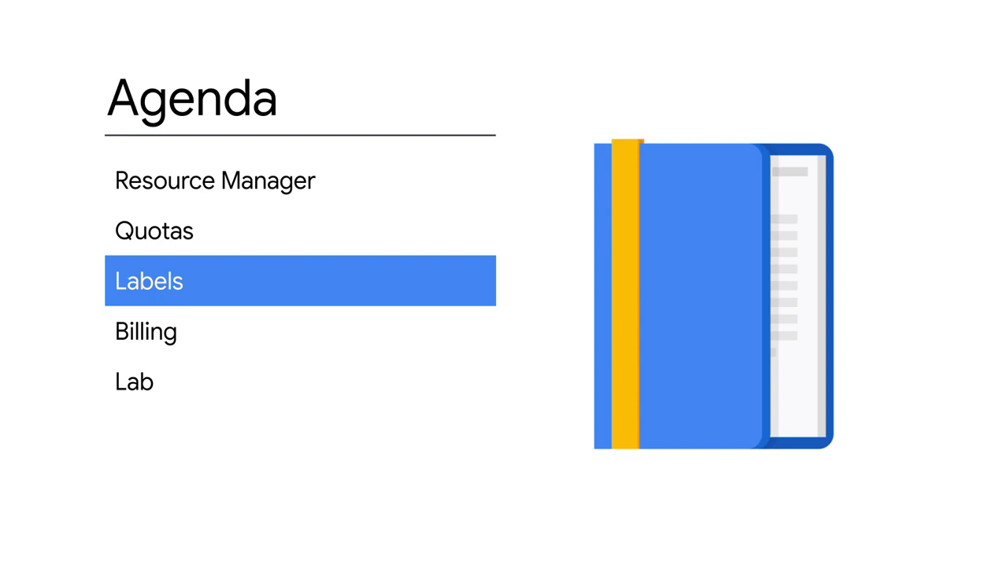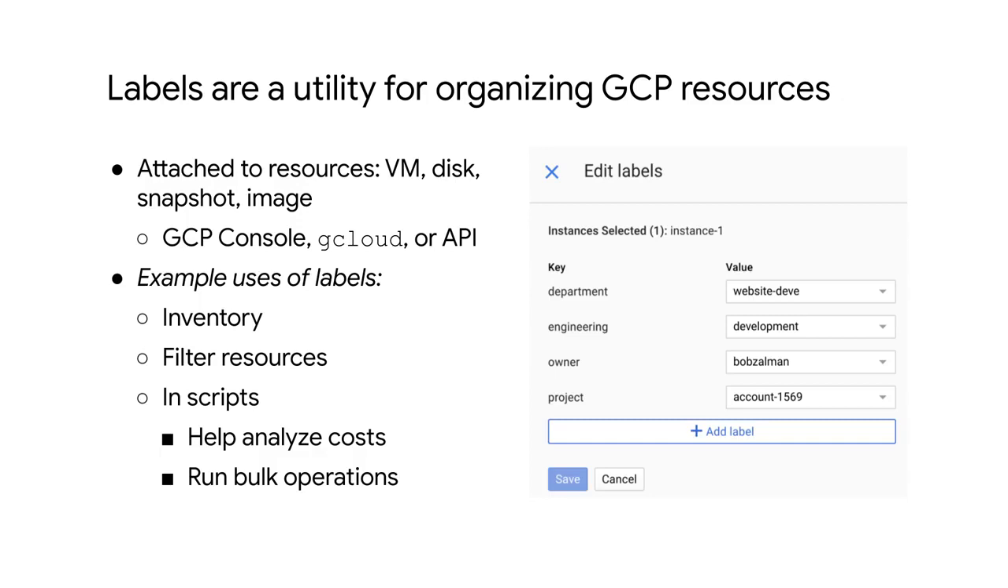Projects and folders provide levels of segregation for resources. But what if you want more granularity? That's where labels come in. Labels are a utility for organizing Google Cloud resources. Labels are key value pairs that you can attach to your resources like VMs, disks, snapshots, and images.